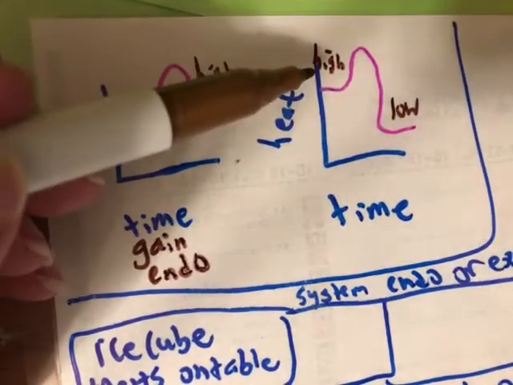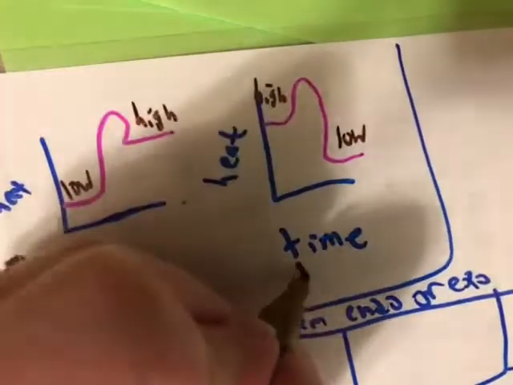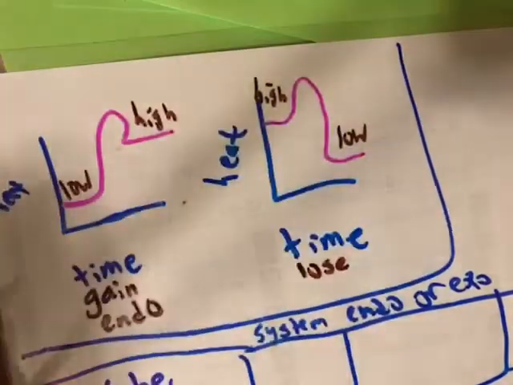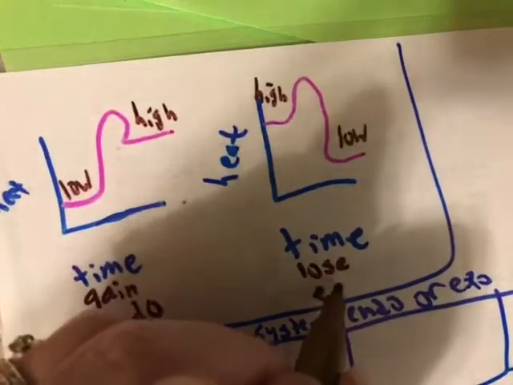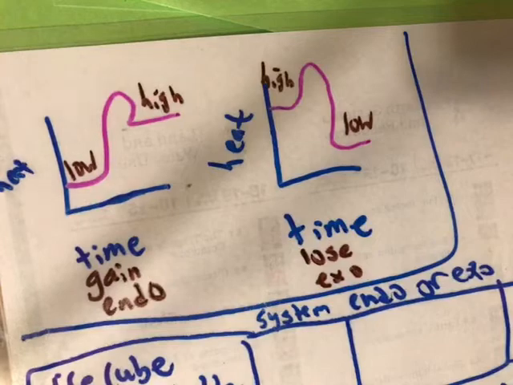Over here, you have high energy and then it dips down at the end. So you've lost energy. You're losing energy. That means that's going to be exo. So for your worksheet, that should help you figure out which graph goes with which question.